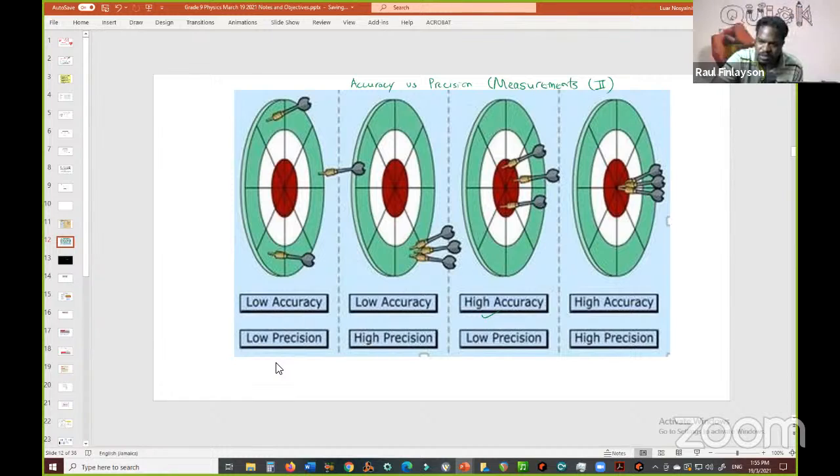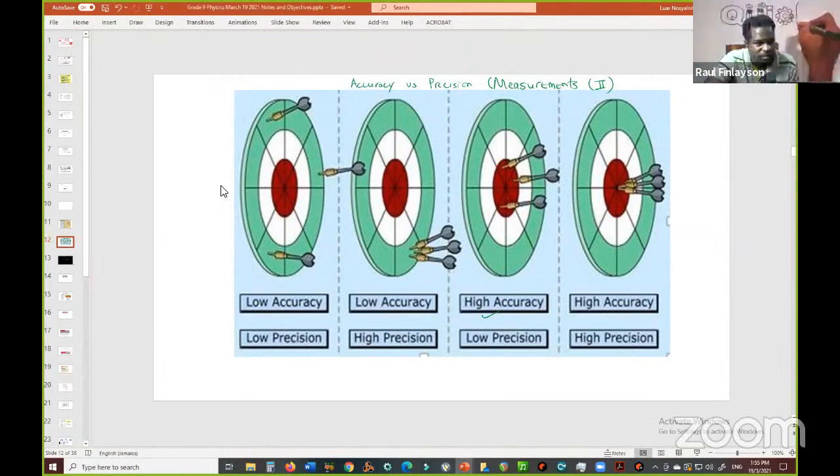And then an example of high accuracy and high precision is when three attempts were made and all three attempts hit the middle of the dartboard. So that would cover the accuracy factor as well as the precision factor. This person is both accurate and precise. All right, so that's the idea here.